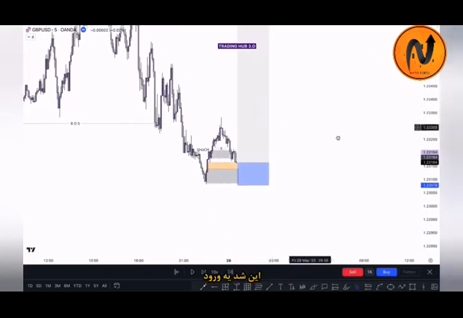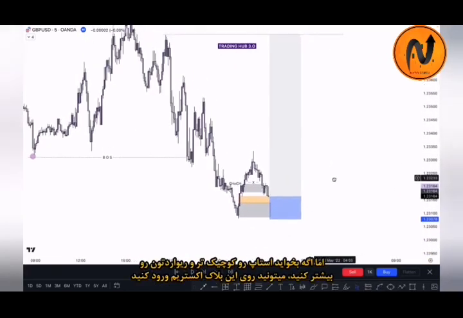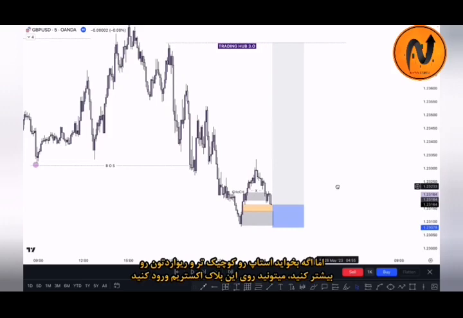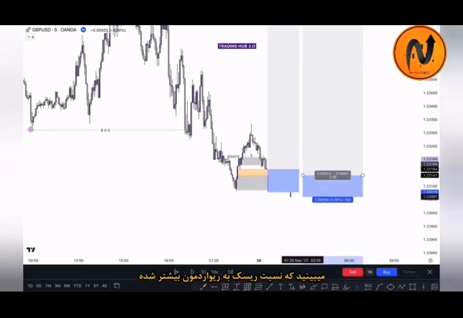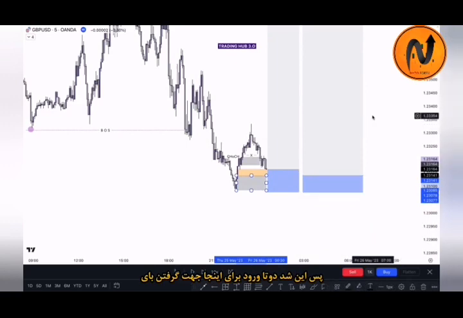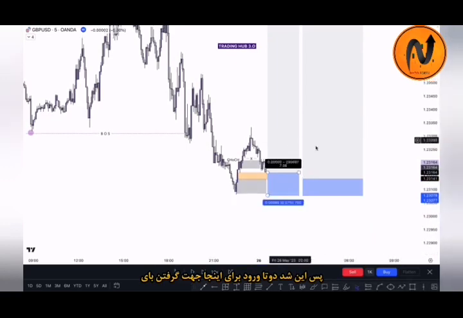This is the first entry. But if you wanna reduce your stop loss and maximize your reward, then you can buy here on this unmitigated order block and put the target here, and this is our entry. Now you can see risk reward is increased here at this point. Okay, so these are possible two entries here for the buy. So this is the first entry and second entry. So let's see, you can buy here.